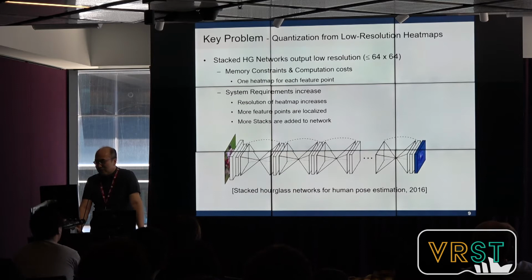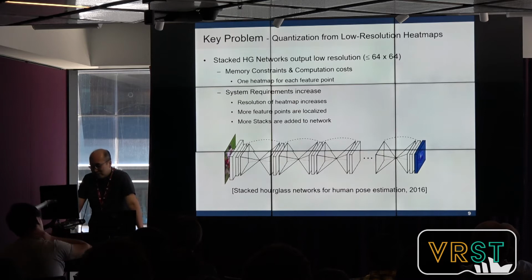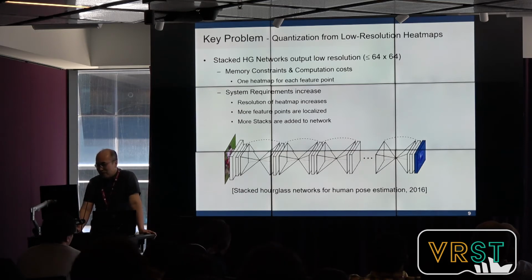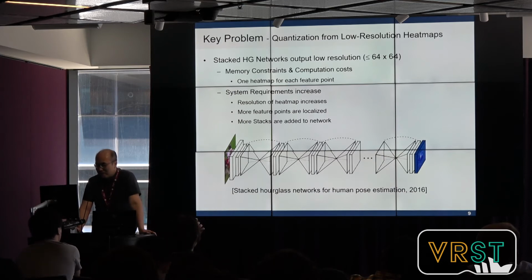This stacked hourglass usually uses a low resolution heat map because there are constraints on memory and computation. You can consider simply increasing the resolution of the heat map, but in that case, of course, the network size will increase with the resolution of the heat map. Also, you remember that I mentioned we use one heat map for each feature point. That means when the number of feature points increases, we need more heat maps. And also, of course, when we have more stacks, we'll have a more complex network.